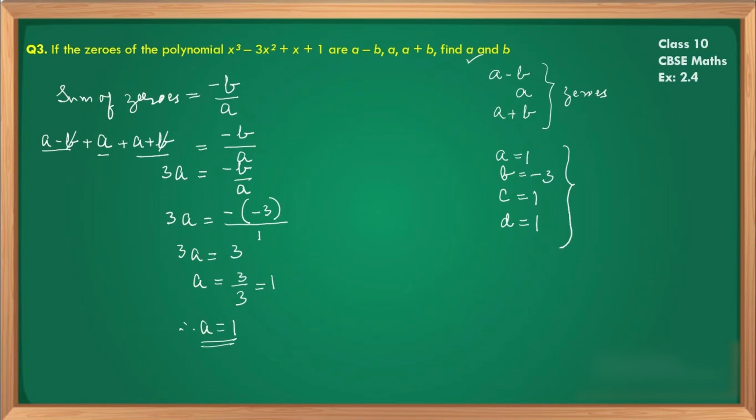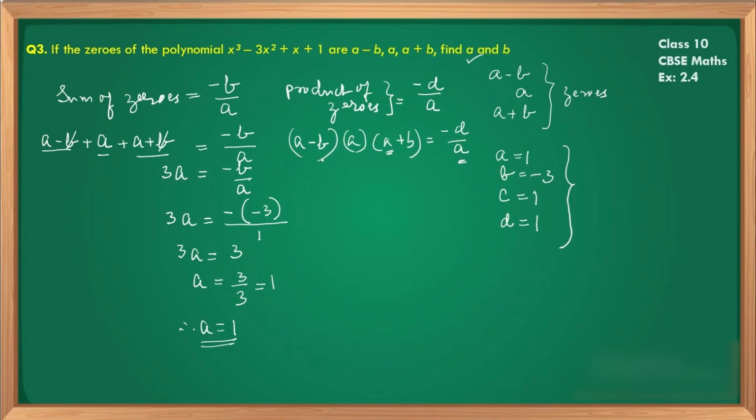To find out b, we now try the product of zeros. And we know that is equal to minus d by a. Here d is the constant. It is a cubic polynomial, so d is in the picture. Now we will take all the zeros, that is a minus b into a and a plus b is equal to minus d by a. This a and this a are different.